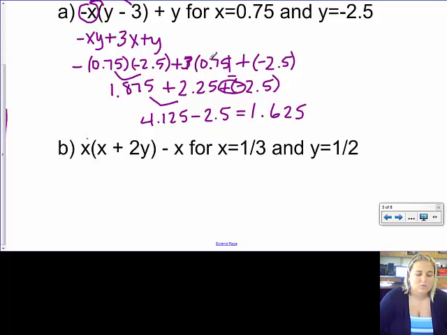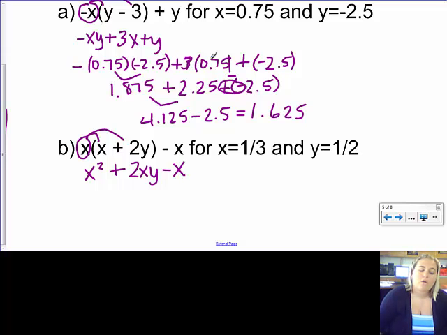Alright, so part B, we're going to take x to everything inside. So x times x gives me x squared, plus 2y times x is going to give me 2xy, minus x. Same situation here. I don't have any like terms because for them to be like terms I must have the exact same variable with the exact same exponent, and I do not. So I'm going to go ahead and substitute at this point.